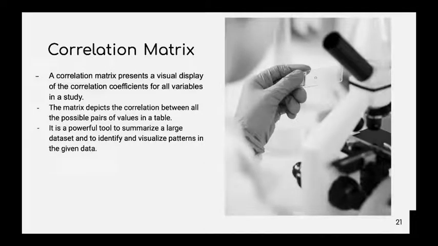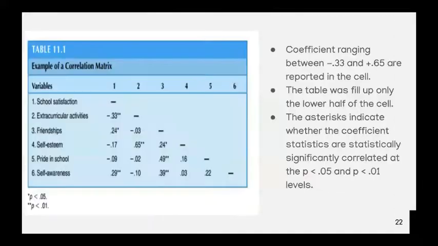Okay, so the next part is correlation matrices. A correlation matrix presents a visual display of the correlation coefficients for all variables in the study. The matrix depicts the correlation between all the possible pairs of values in a table. It is a powerful tool to summarize a large database and to identify and visualize patterns in the given data.